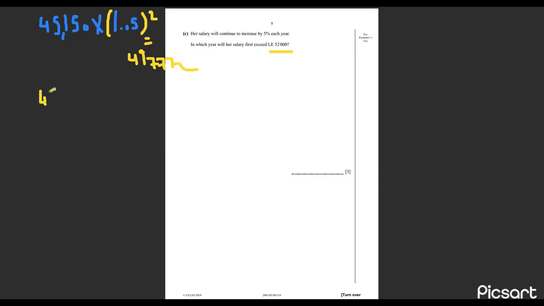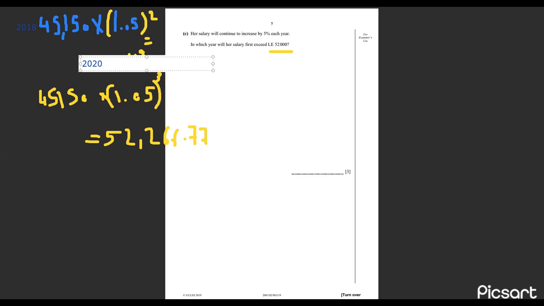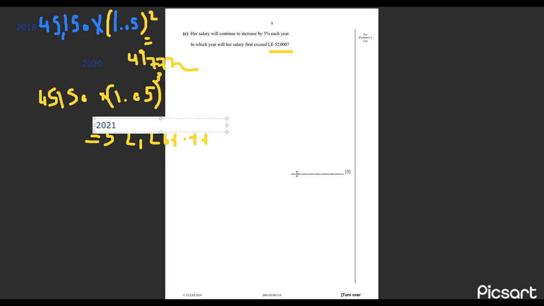But if you try it here, 45,150, then you multiply it by the increasing percent, which is 105%, 1.05 in decimals, to the power of 3. So here it gives you 52,266.77 approximated. So here is 2018, and here it will be 2020. So this would be after 3 years, which will be 2021 as a final answer. So in 2021, it will exceed 52,000. And we did it. Let's see the next.